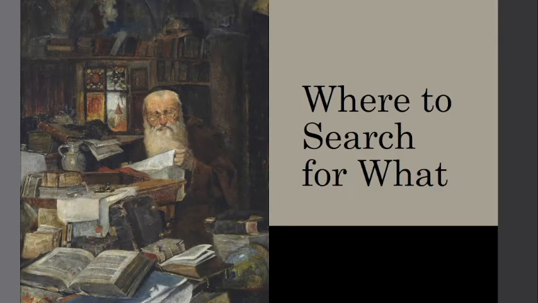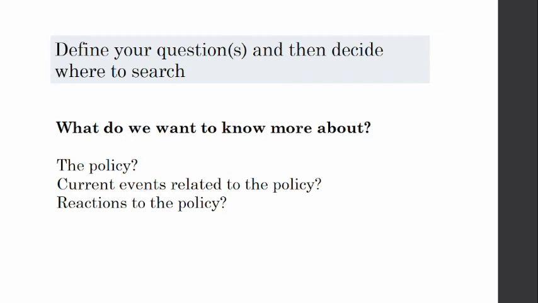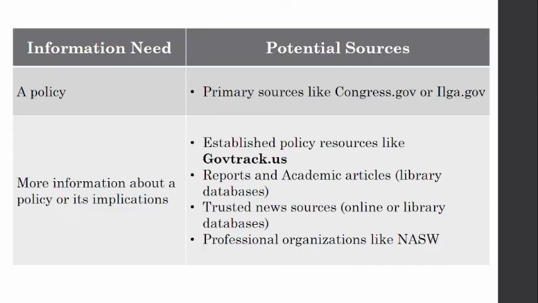So let's talk about where you search for what. Now, your information needs are not all going to be the same. Depending on what you're looking for, you need to look in different places. So first of all is defining your question. What is it that you're trying to find? I know you have quite a few different things you have to answer about your bill in order to fulfill your assignment's requirements. So the policy, we started off by saying we want to go to an original source, a primary source, like congress.gov, or if you're searching Illinois bills, ilga.gov.